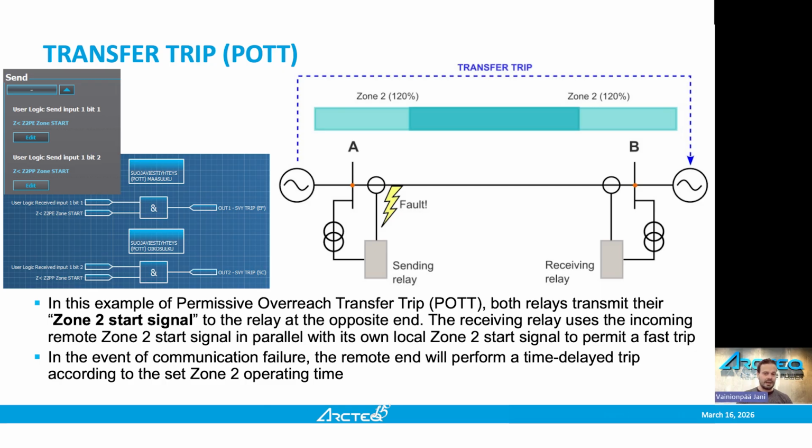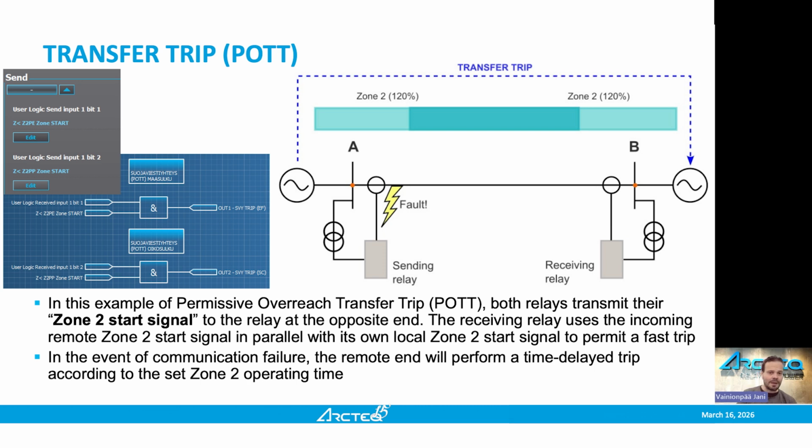But what happens with the opposite station B relay? The station B relay sees that fault in zone 2. And there's probably some time delay when we are discussing zone 2. So the other end would probably trip this fault away in, let's say, 300 milliseconds or similar. And at this point, we want to activate this transfer tripping functionality to receive this permissive overreach transfer trip.